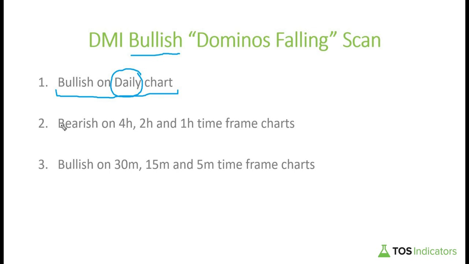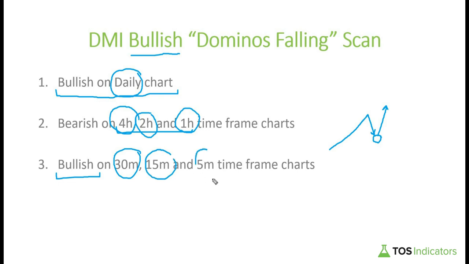Then we would like this to be bearish on our smaller time frame charts, which tells us that we're bullish, but we're pulling back on our smaller time frame charts, which gives us an area of opportunity to enter, assuming you're trying to play that same bullish scenario. So here we're looking for bearish on our 4-hour, 2-hour, and 1-hour time frame charts. And then finally, we want to see the dominoes start to fall on our smallest time frame charts, right? There we want to see a bullish turn in events where we have a 30-minute, a 15-minute, and a 5-minute chart all signaling to us that they're going bullish.